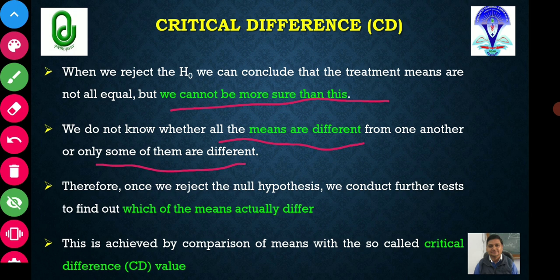Therefore, once we reject the null hypothesis, we conduct a further test to find out which of the means are actually different. This is achieved by comparing the means with the so-called critical difference value, that is the CD value. In this context, the CD value has its own importance. This is why CD is required. Now we will see what CD actually is.